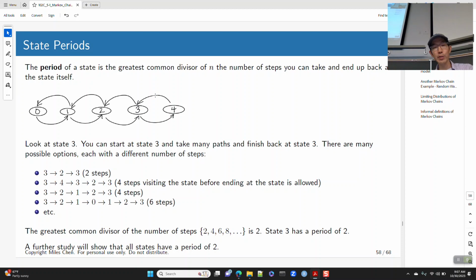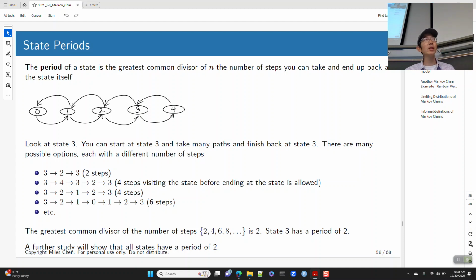Or you can go from 3 to 4, back to 3, back to 2, back to 3. And you can say it took me 4 steps to get back to 3, okay? Or you can go 3, 2, 1, 2, 3, all right? And that also took you 4 steps. And you can trace out any of these other paths, and it would take you an even number of steps, right? Can you get back to 3 in an odd number of steps? Okay, in this diagram, it is not possible to get back to 3 in an odd number of steps. It's going to be some even number of steps.